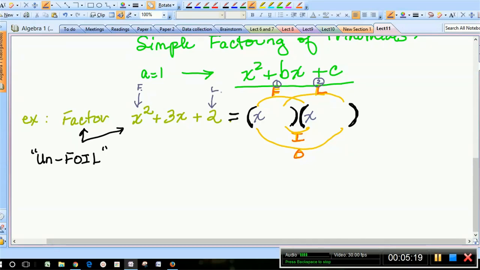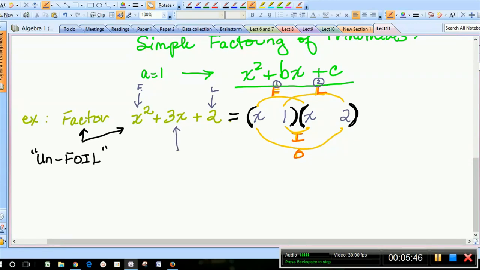That's your last. Okay, we'll get to the middle term next, okay? So 2 times 1 had to multiply to give me 2, right? 1 times 2. It doesn't matter if you put 2 or 1 first at this point. Either way, it's fine.